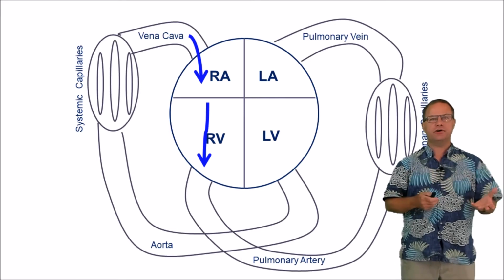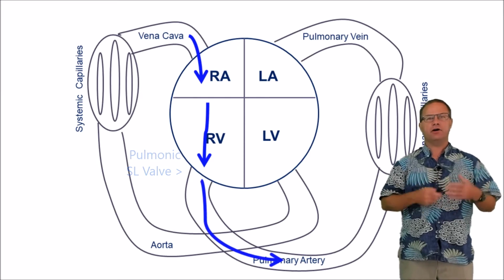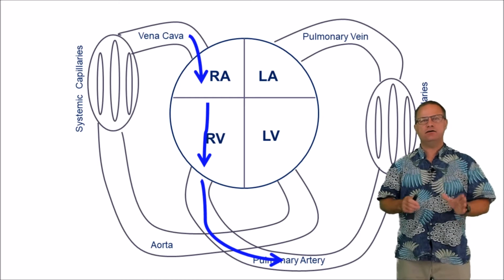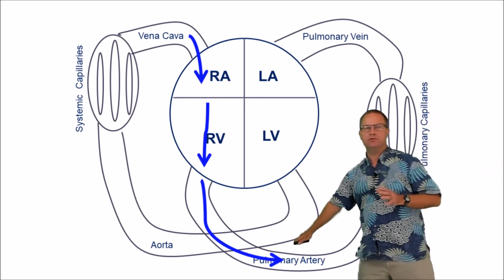And so the pulmonary trunk, we have to go through the pulmonic semilunar valve first, but then we enter the pulmonary artery or pulmonary trunk. Okay, the pulmonary trunk is still oxygen poor. We haven't picked up any oxygen yet, and that's why the arrow here is still blue.